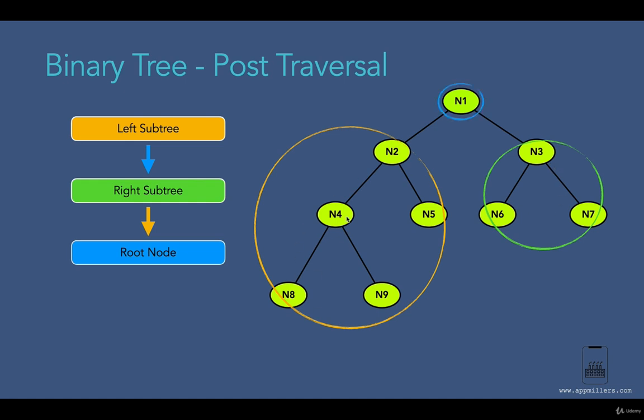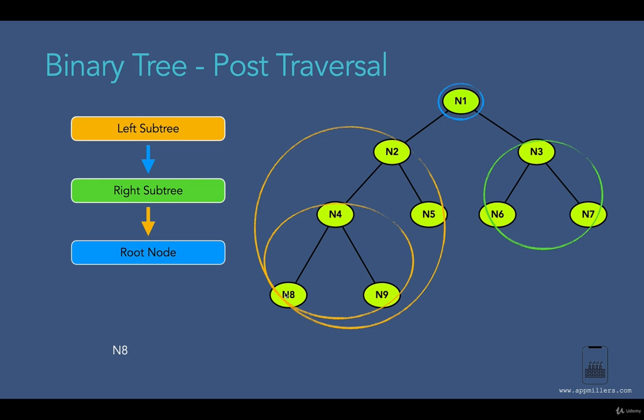Now if we start from the left subtree, we see that inside this left subtree, we have another left subtree. So this means that we have to first start from this smaller left subtree. Here, the same logic will be applicable, which means that first we are going to visit the left subtree. In this case, we have only one node, which is the left child. So the left child of this smaller left subtree is N8. So this is the first node that we are going to visit.